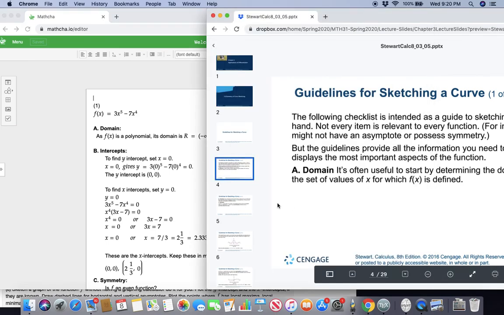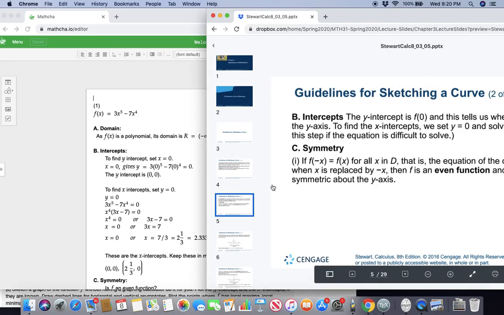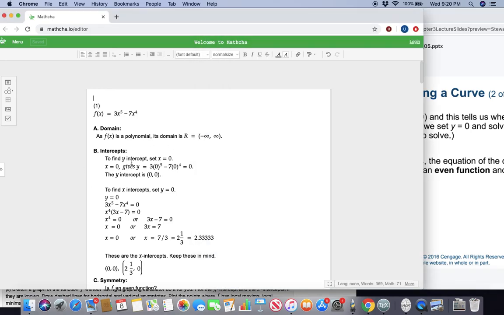The next item in our checklist is the set of intercepts. To find the y-intercept, you would set the x coordinate equal to 0. So I'll put x = 0 to give me y = 3(0)^5 - 7(0)^4, which is 0. So the y-intercept is x coordinate 0 and y coordinate 0.